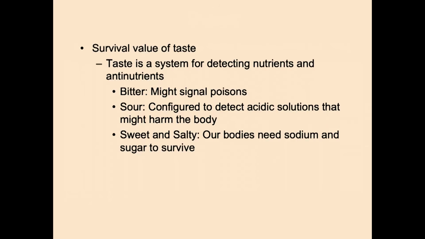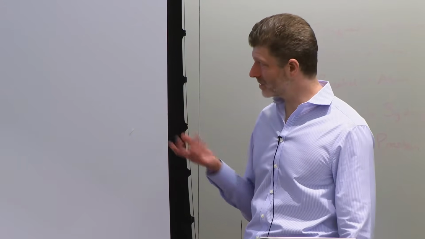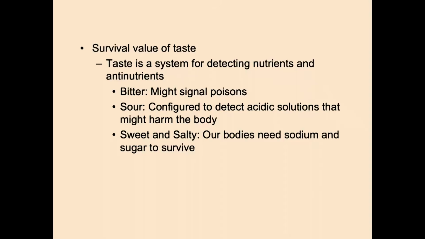All right, so like I said, we think that taste is a system for detecting nutrients and anti-nutrients. The sense of bitter is probably useful for signaling poisons. Sour is probably important for detecting acidic solutions that might harm the body. Sweet and salty are important because our bodies need sodium and sugar to survive.